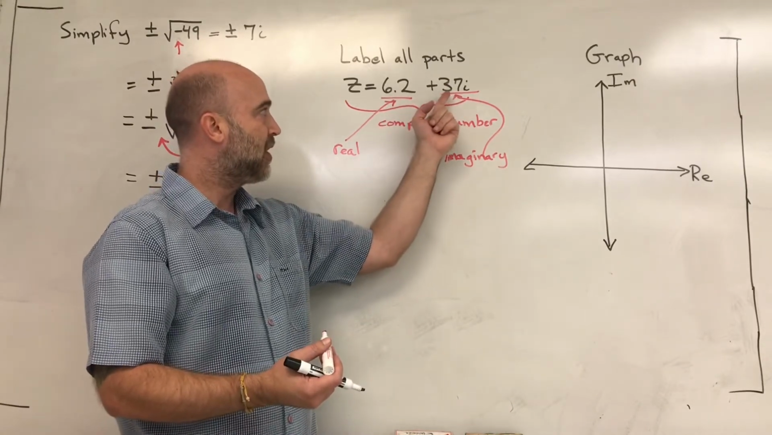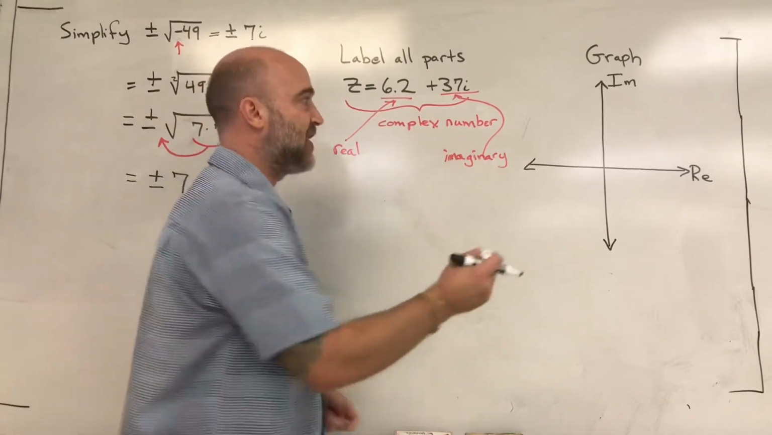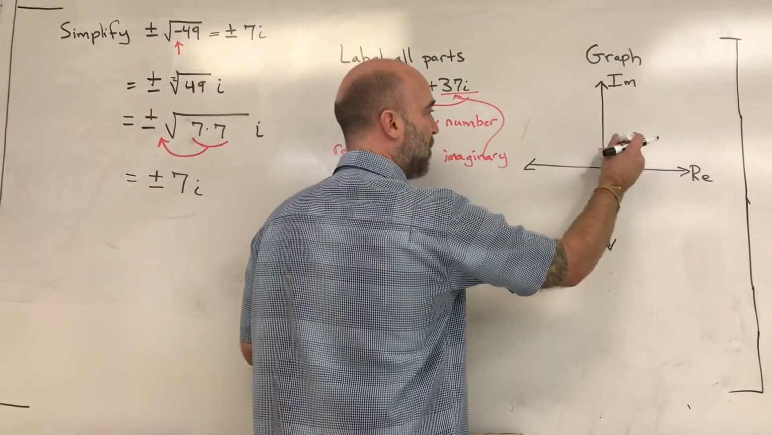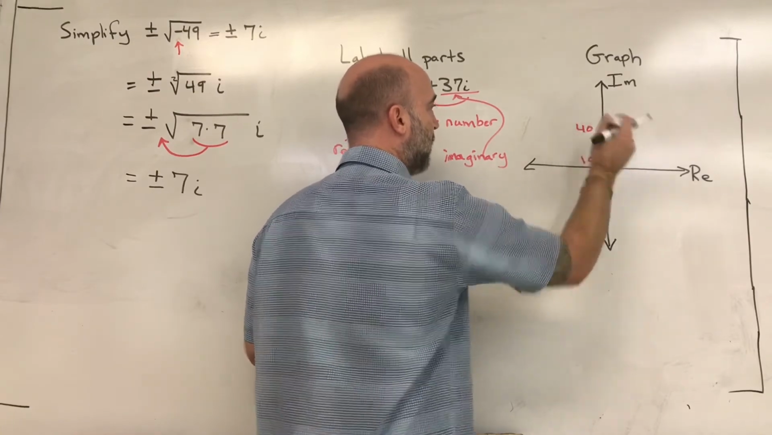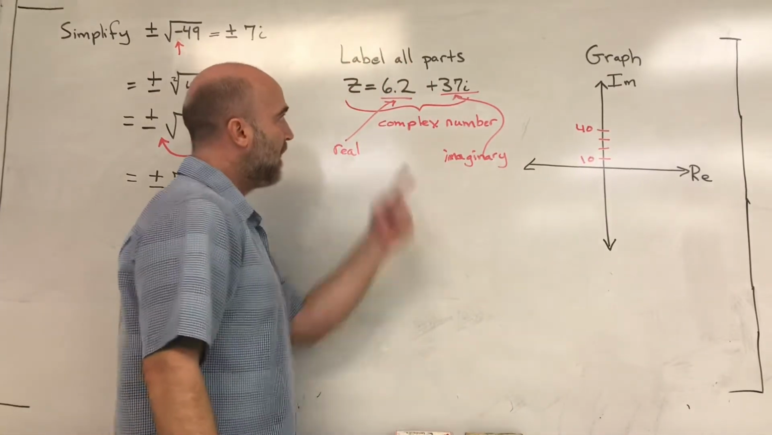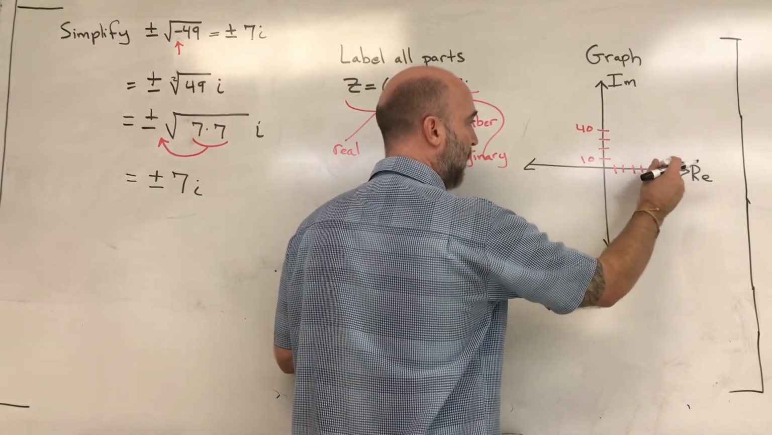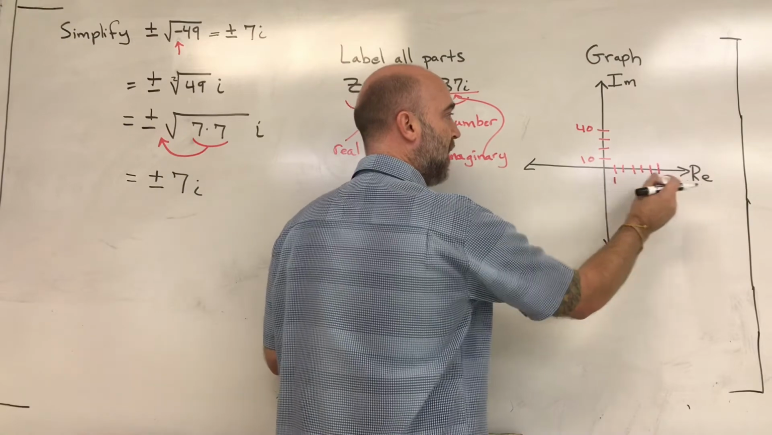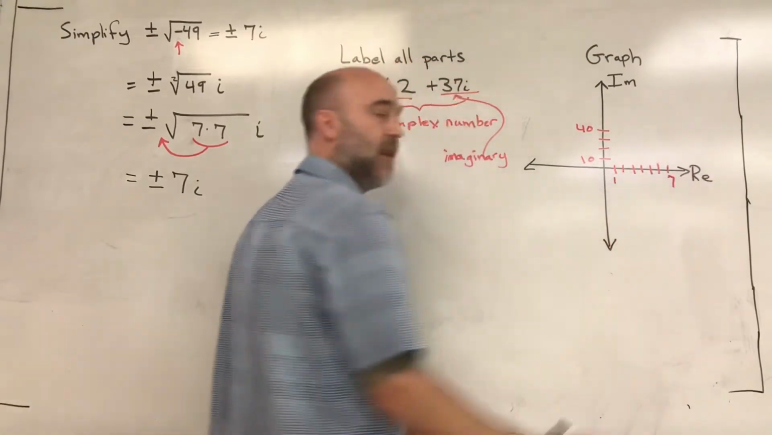Now this is a little bit larger than this one. We got a decimal going on. So the scale's not going to be the same, but 10, 20, 30, 40. I'm going to go ahead and go by tens on the imaginary. And on the real part, 1, 2, 3, 4, 5, 6 on that part. Let's add 7 right there.